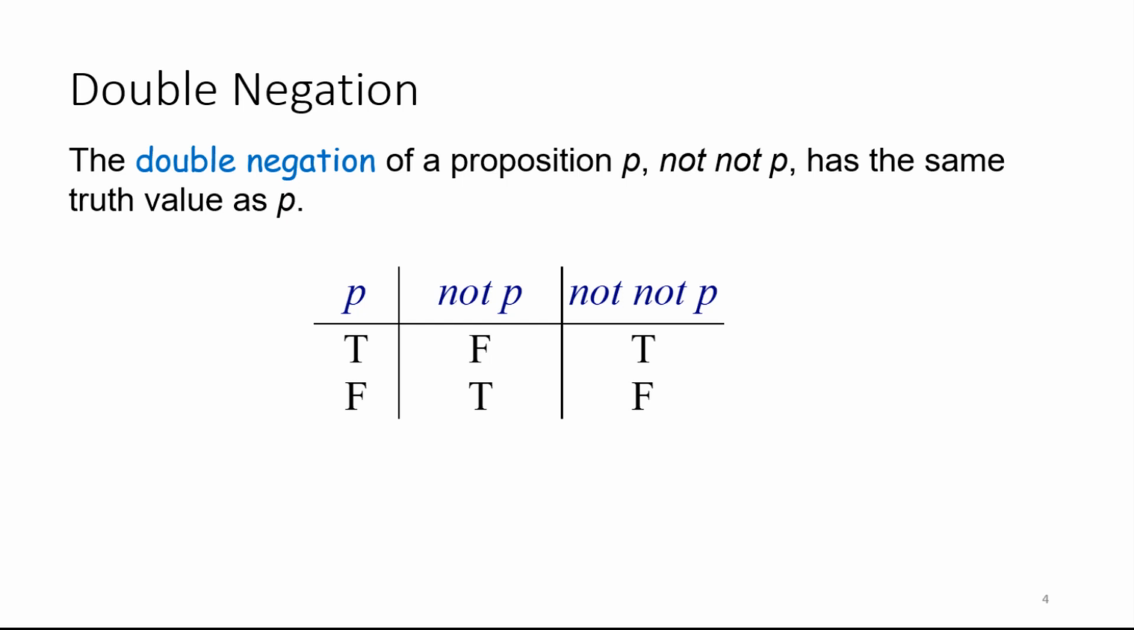So going to the second row, if the truth value of P is true, the negation not P is false, and the double negation would be true. Now for the statement P, third row, if the truth value is false, then the negation would be true, and the negation of the negation is false. Make sure that you take the time to know this table by heart.